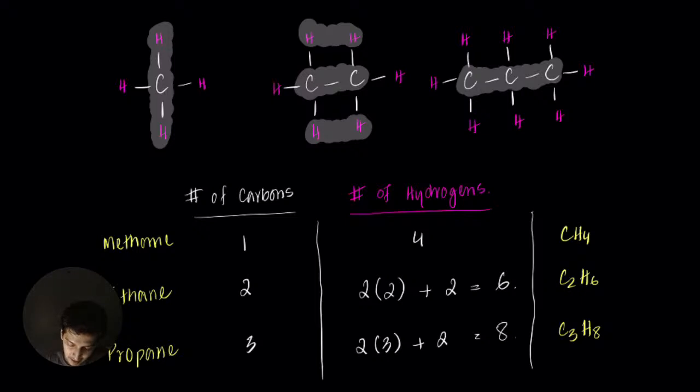Okay. Now, where is this going? Let me make a longer hydrocarbon. 1, 2, 3, 4, 5. Let's go. Okay, 5 is fine. And this time around, I have 5 carbons. That's obvious.